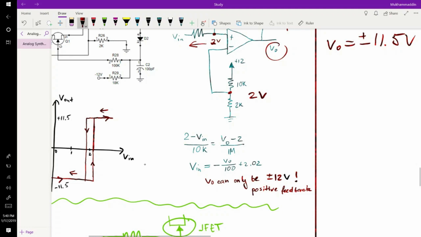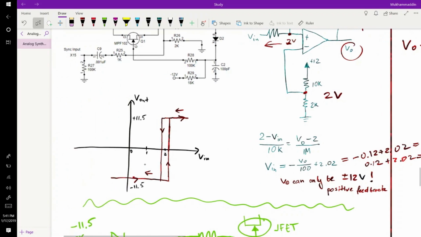We solve this for Vin, and we see that since Vo can only be plus or minus 12 volts, well, 11 and a half we said in this case, then this can be, so let me plug it in. What is it going to be? So this was 1.9, and we can actually plot that here.